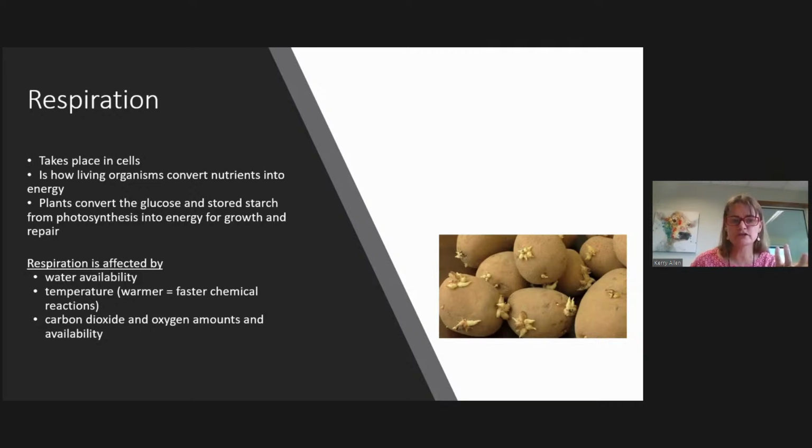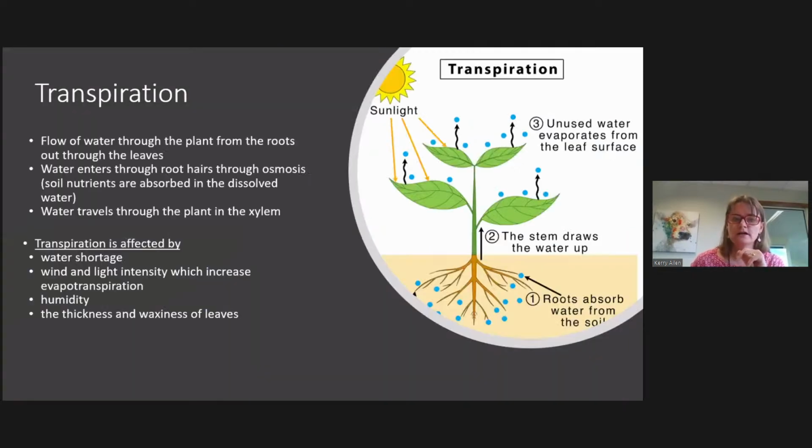Looking at respiration, once again, this is affected by water, temperature, and carbon dioxide and oxygen amounts. Predominantly oxygen. So if you don't get enough of that, then it's not going to occur. Respiration will be reduced.